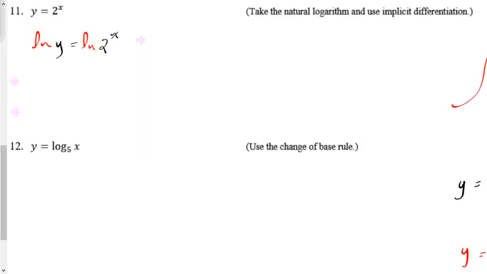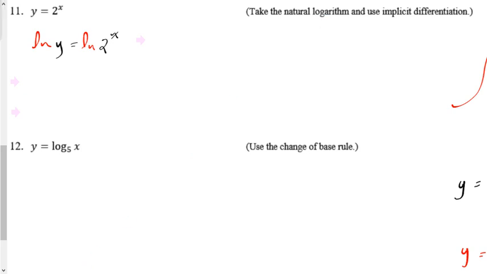And here it is back in question 11, where we were asked to find the derivative of 2 to the exponent x. And this is before we had a rule to do it. So what we did was suggested here in the brackets: take the natural logarithm of both sides and then use implicit differentiation. That's logarithmic differentiation.